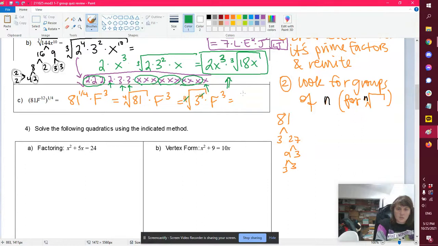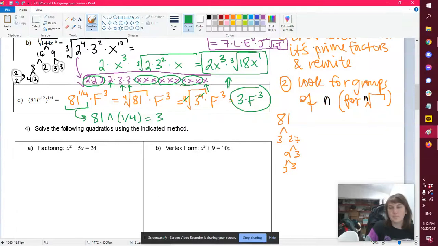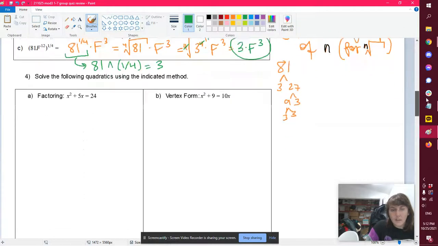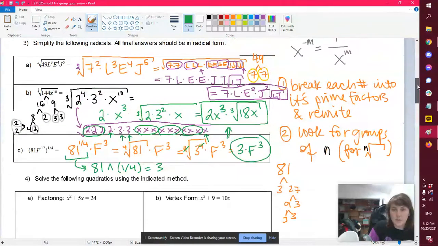These cancel, and I just get 3 times f cubed. Simplifying at this point also can mean putting it in the calculator, where we get 81 caret 1/4 equals, and then it'll give you 3. All right, that's those. And I'll post these notes alongside this video so y'all can read along.